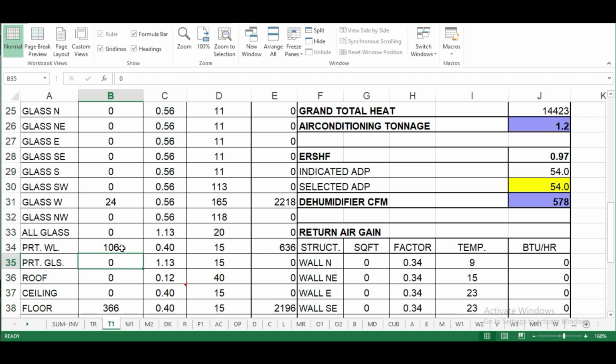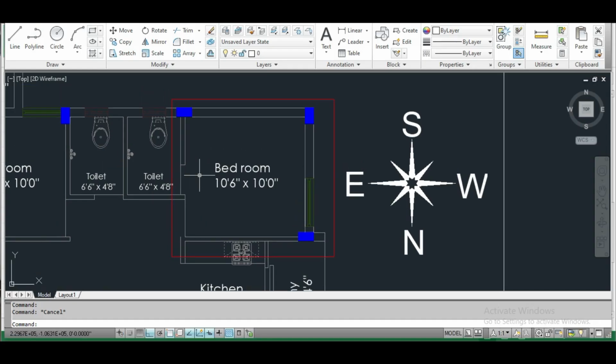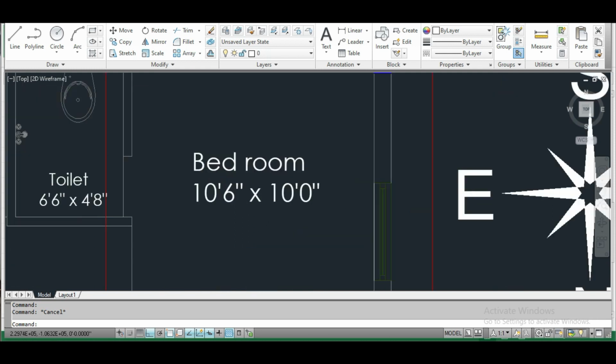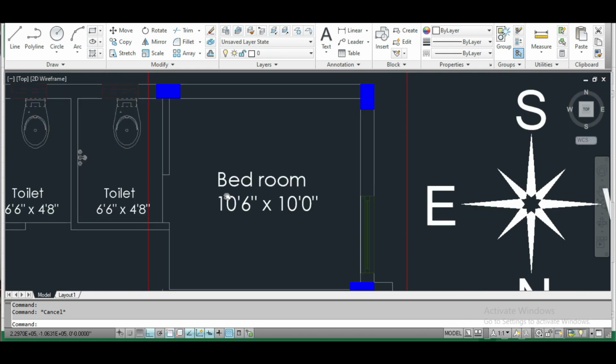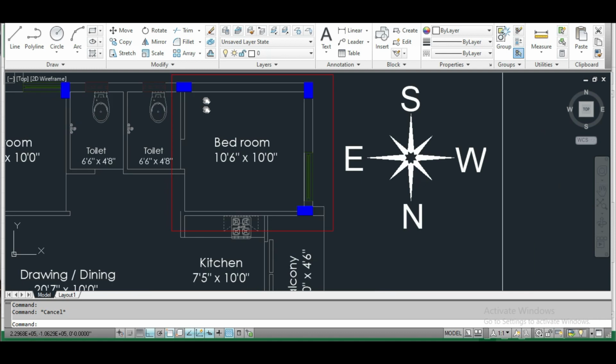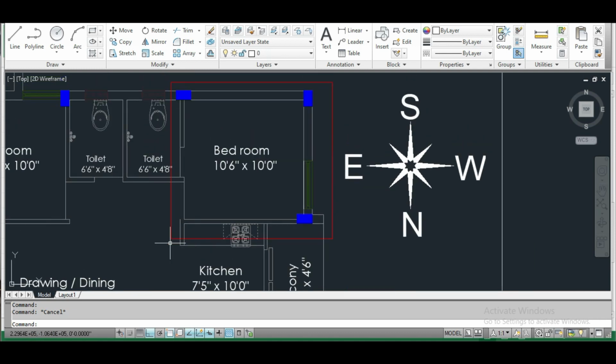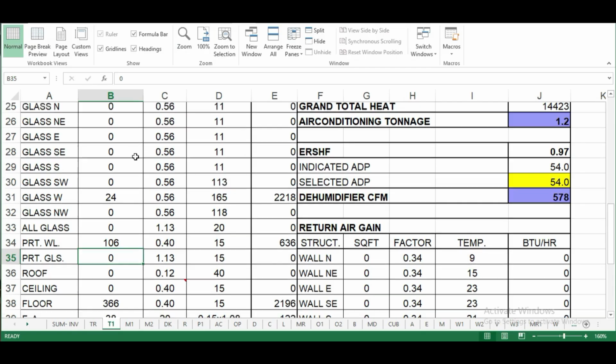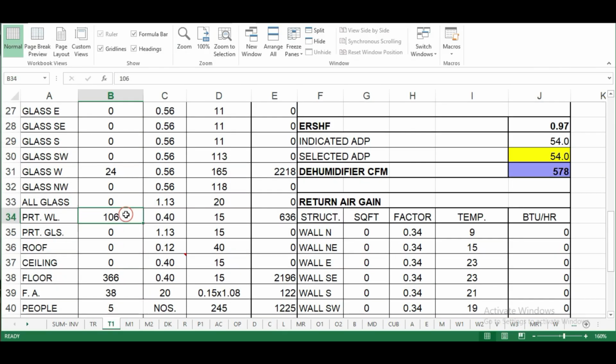Next again one more partition is here, this side. As you see, 10 feet over here, the length on this side is 10 feet and the height is 10 feet, so we will again enter one more 100 feet, so that it comes to 106 plus 100 feet, that is 206 feet.